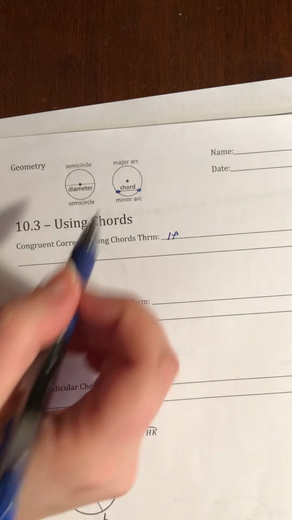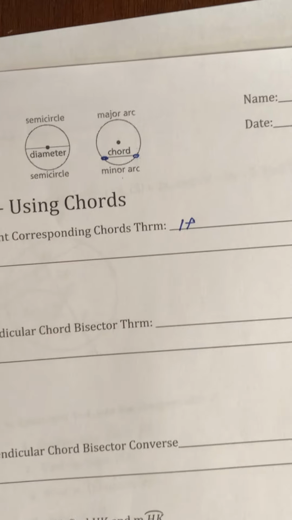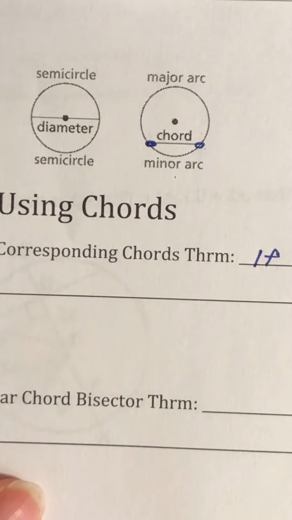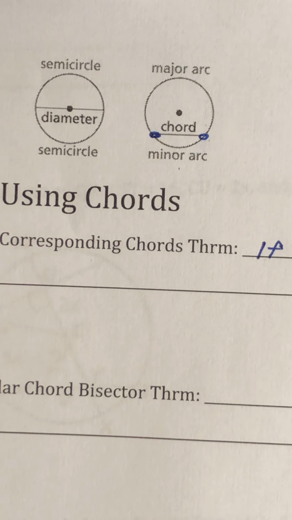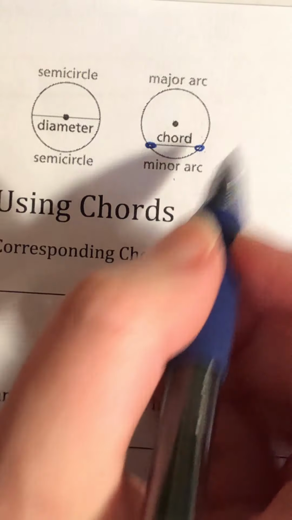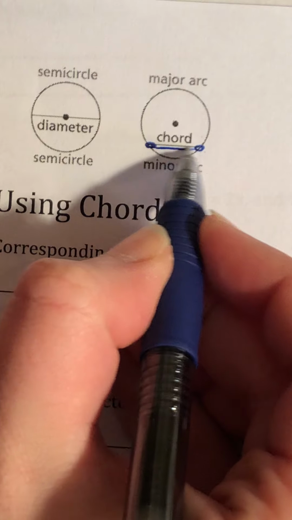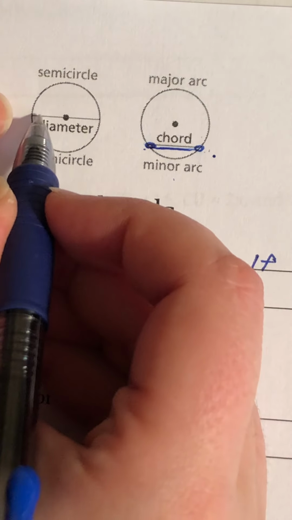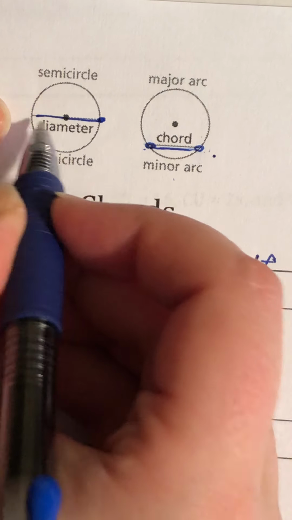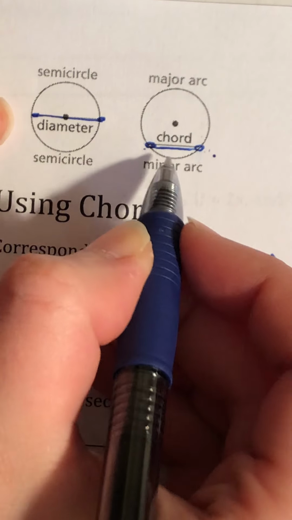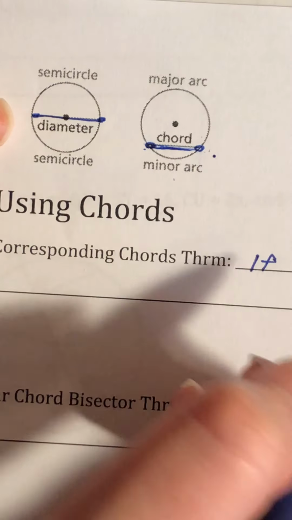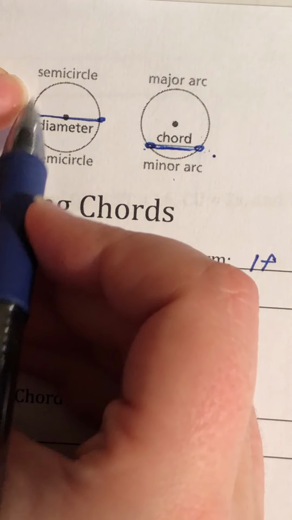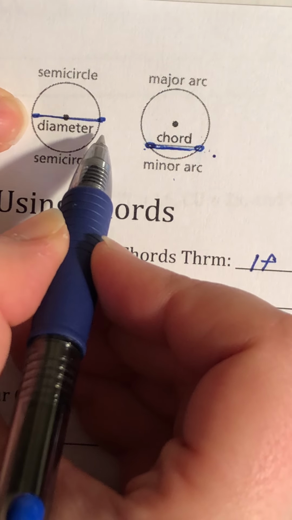So we're doing 10.3 today, which is using chords. And we talked about the different pieces of a circle with 10.1, and one of those was chords. And that is a segment that goes through a circle that has endpoints on the circle. It could be a diameter that goes through the center, or it could be anything else, and that's just a regular chord. Now, a diameter creates two exact semicircles.